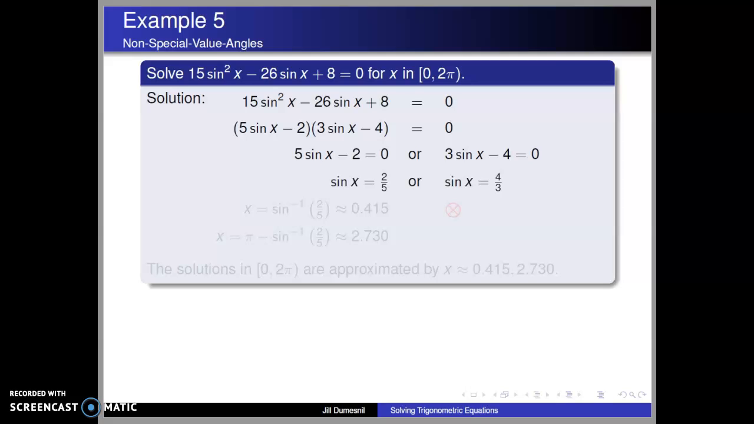So we get that sine x equals 2 over 5, or sine x equals 4/3. Since the range of the sine function is from -1 to 1, the second of these has no solutions. We can use a calculator in radian mode to find the first quadrant angle whose sine is 2/5. There is another solution in the second quadrant. We use the reference angle found from the first quadrant to find the second quadrant solution.